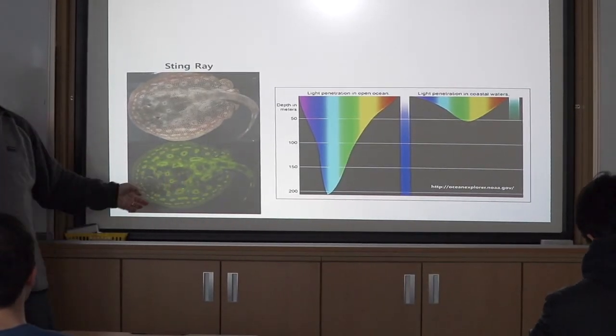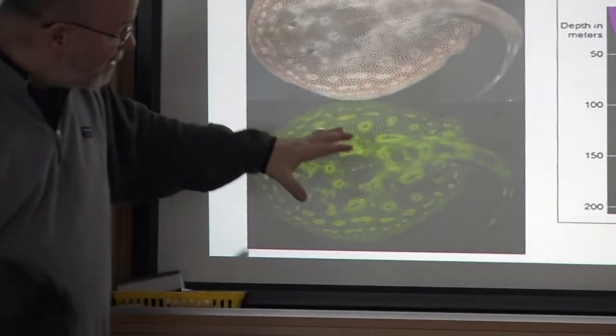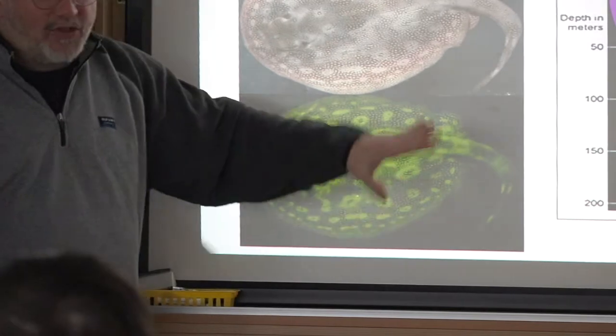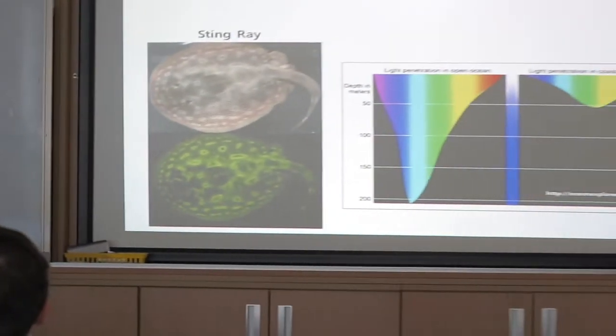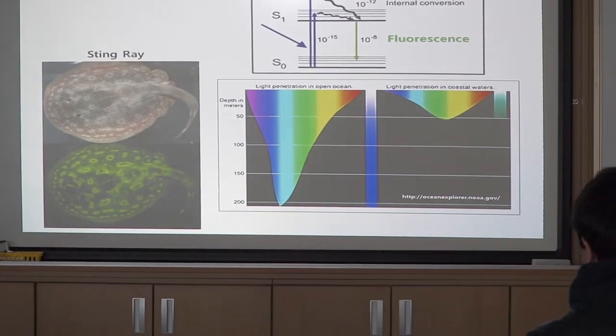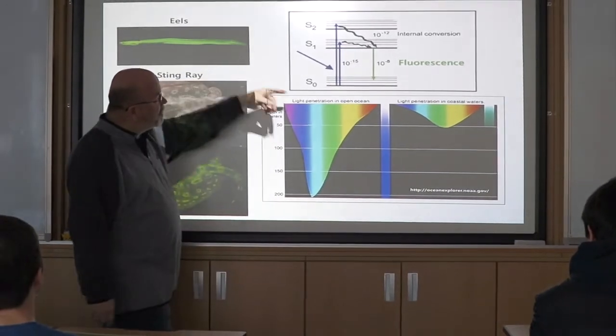This is actual fluorescence coming off of the stingray. This is blue light hitting the stingray and being transformed into green light. So I'm going to talk a little bit about physics now. Here's physics.